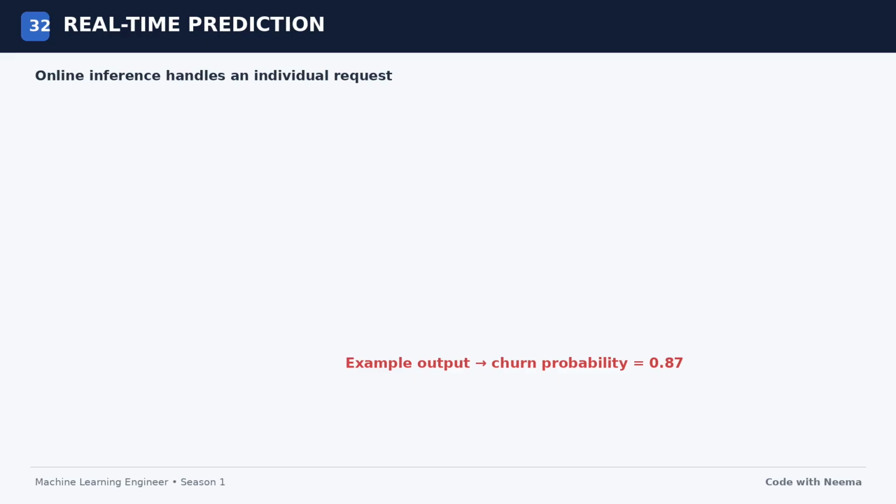Imagine our application sends a customer ID to our prediction service. The service retrieves the required features, processes them exactly as expected by the model, sends them into the model, and returns something like churn probability 87%. This is an example of online inference.